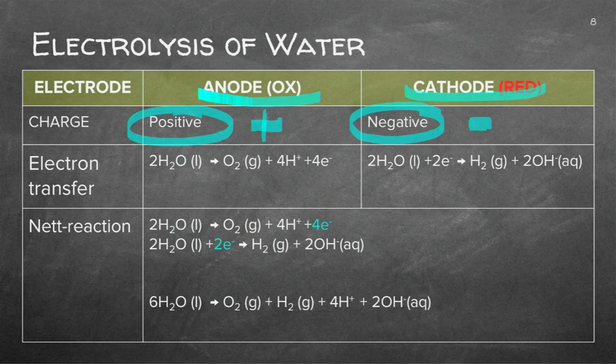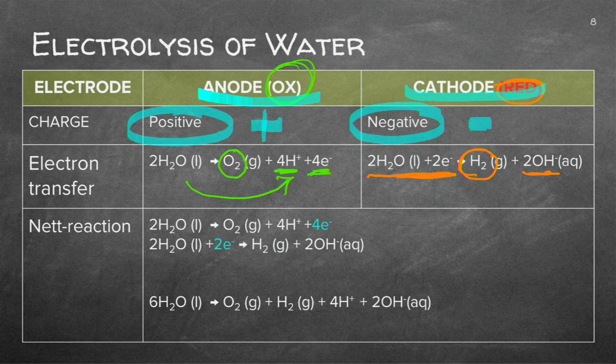I've got the water becoming oxygen, 4 hydrogen ions and 4 electrons. You know that is the loss of electrons. It is the oxidation half reaction. On the other side, I've got water accepting electrons. Therefore, it's the reduction half reaction forming hydrogen and hydroxide ions.